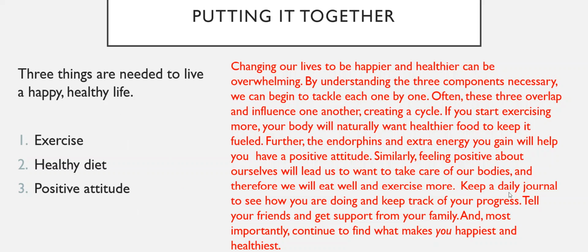Down here it says, keep a daily journal to see how you are doing. Tell your friends. And most importantly, find what makes you happiest and healthiest. So this is like a call to action. They're telling the readers specific actions that they should do. They should have a daily journal, write down what they're doing. They should tell their friends and family, and they should find what makes them happiest. So those are specific actions that they want the reader to take so that the reader can then have this happy, healthy life.